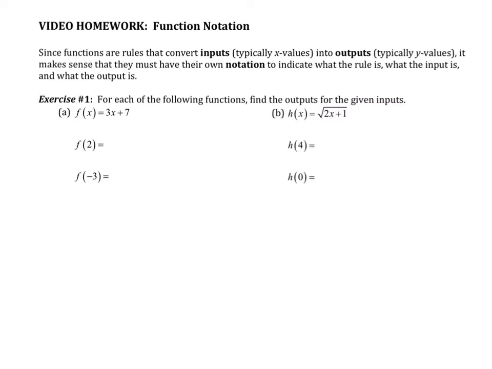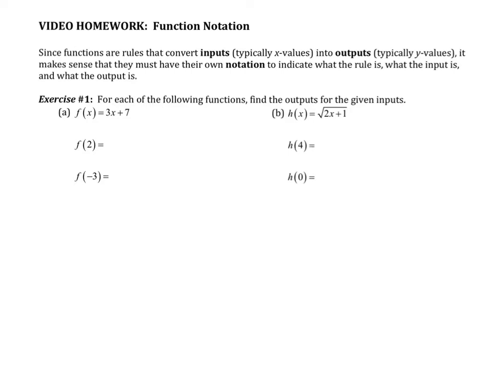Okay, let's get started and look at some actual examples, and hopefully this will start to make a little bit more sense. This says, since functions are rules that convert inputs, typically x values, into outputs, typically y values, it makes sense that they must have their own notation to indicate what the rule is, what the input is, and what the output is. For each of the following functions, find the outputs for the given inputs.